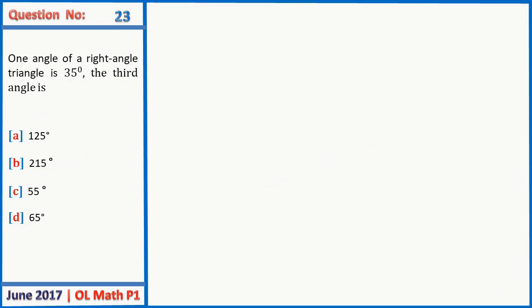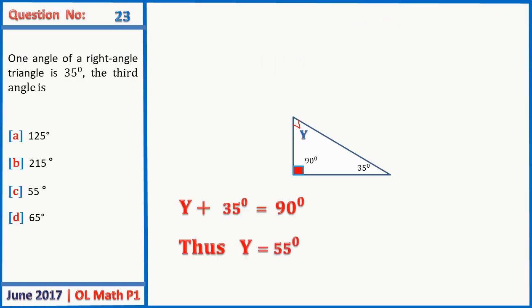Question 23. One angle of a right angle triangle is 35 degrees. The third angle must be, know that for a right angle triangle, one angle is 90. The sum of the other two gives us 90 as well. So here one angle is 35. The other one must be 90 minus 35, giving us 55 degrees. The answer is C, or the key is C.